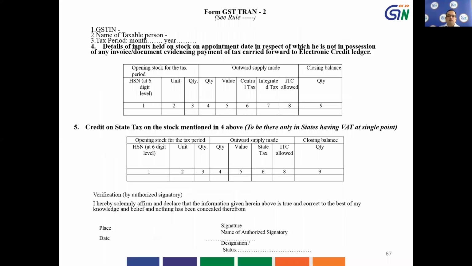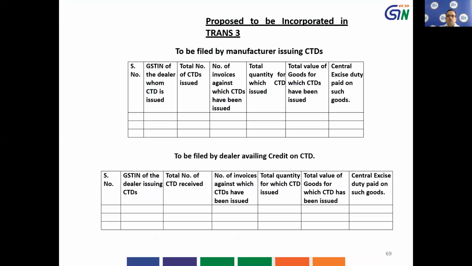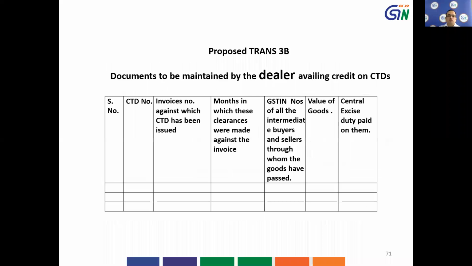So in part 4, he has to fill in the details of inputs held in stock on the appointed date. In part 5, he has to fill in the credit on state tax on the stock mentioned in 4 above. Then proposed CDD form looks like this. This is to be filled by the manufacturer. The bottom one is to be filled by the dealer availing the Cenvat credit. Then documents to be maintained by the manufacturer is in this format, and the documents to be maintained by the dealer is in this format.